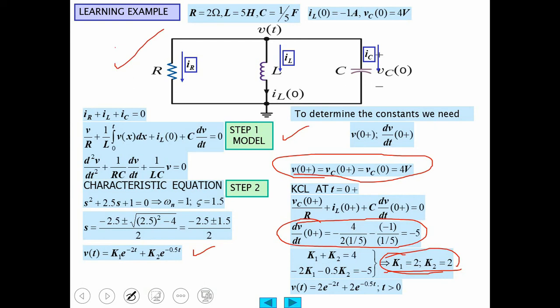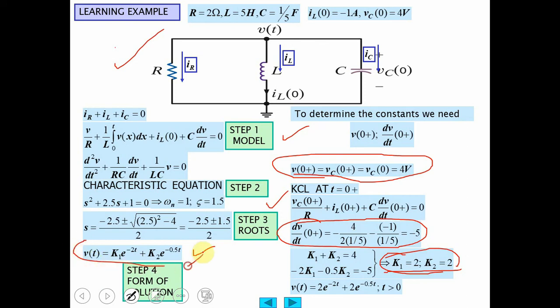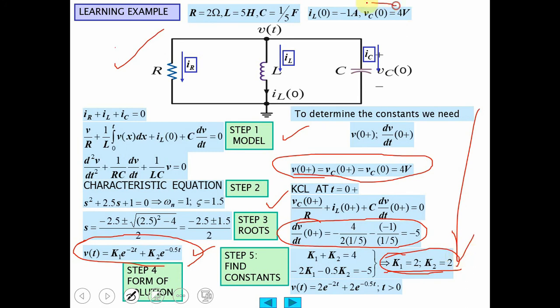Get your characteristic equation, solve it for all the various parameters, get the roots, there's the roots, form of the solution. You don't know K1 and K2 yet, but at least you know that much. And then the rest of it's finding the constants. Don't forget information up here like so. Don't forget that. To find the constants. This is what you need to figure out what the constants have to be.